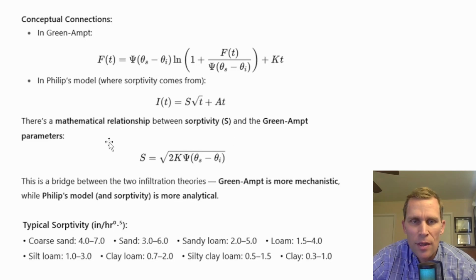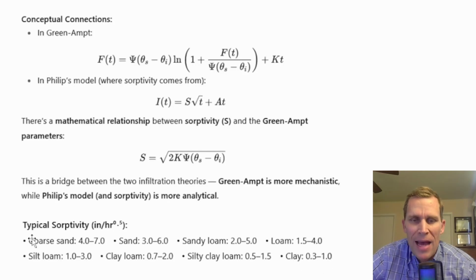So this is the equation right here. Sorptivity equals this value here, the square root of everything we see here. And then down below, I've added a few typical values in units of inches per hour to the 1/2. For sand, in coarse soils, it could be as high as 4, but then for clay, it could be as low as below 1.